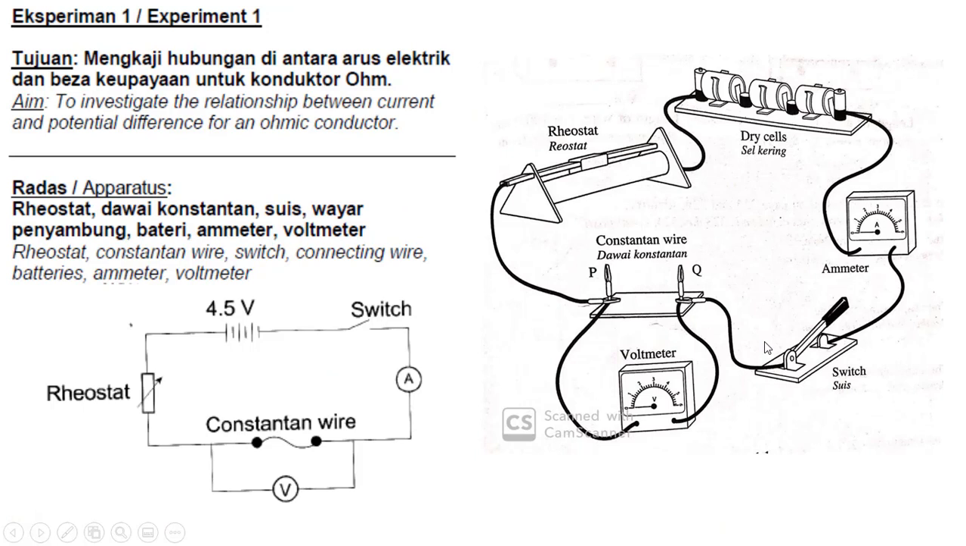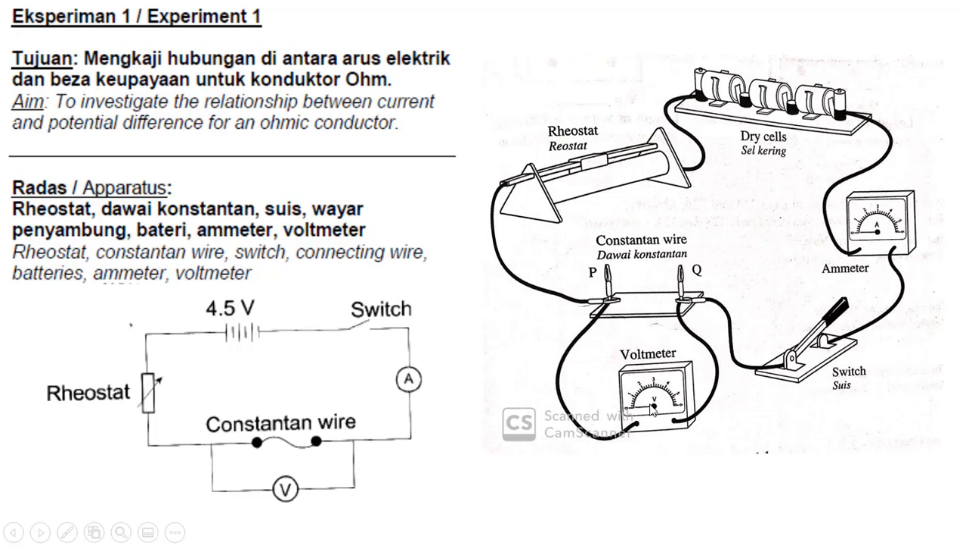Okay, so here is the apparatus. You have a battery. You really must make sure that all the connections are tight so that the current will flow. From the battery it goes to the rheostat, at the bottom here, then at the top goes to the constant wire. We have fixed the length of the constant wire, and then go to the switch, go to the ammeter, and back to the negative terminal of the battery.